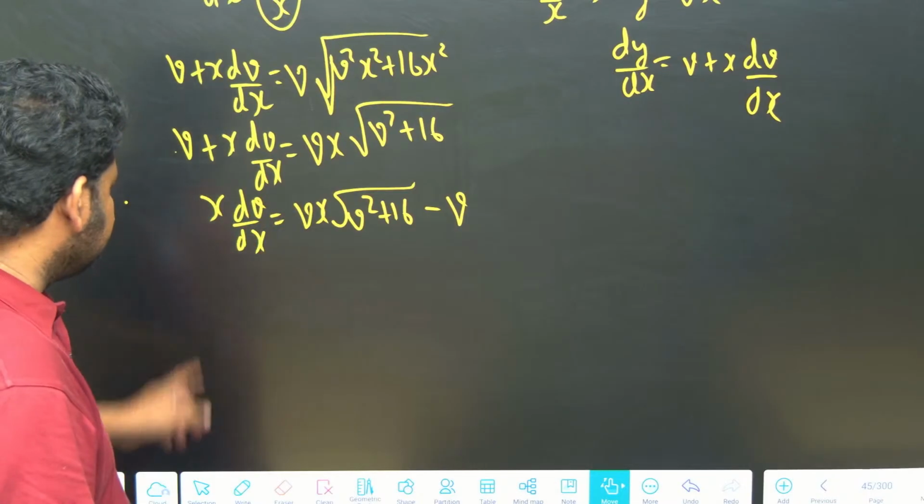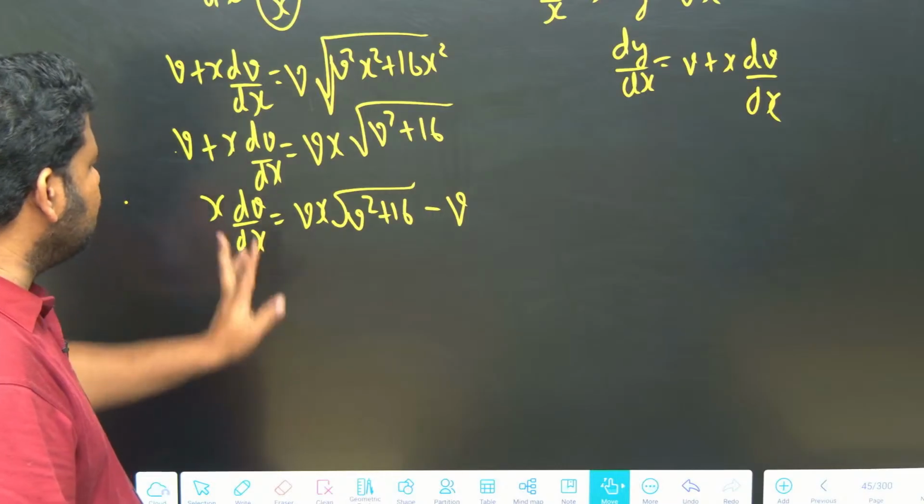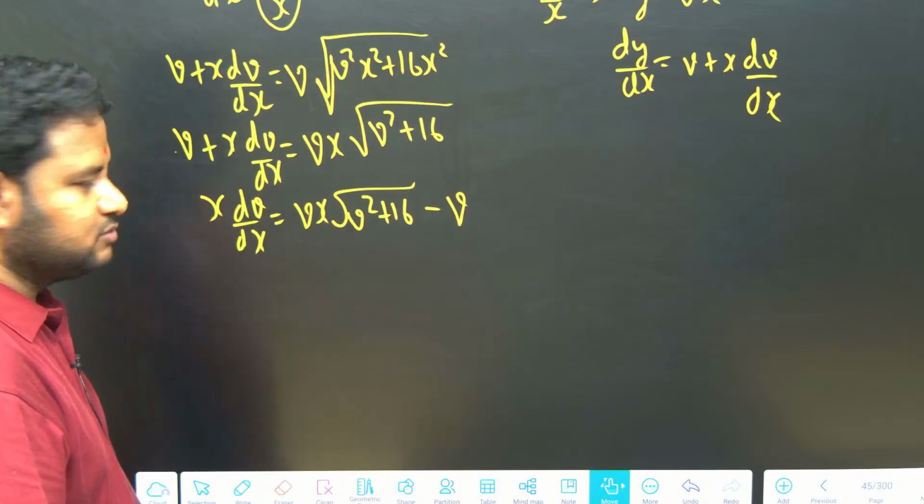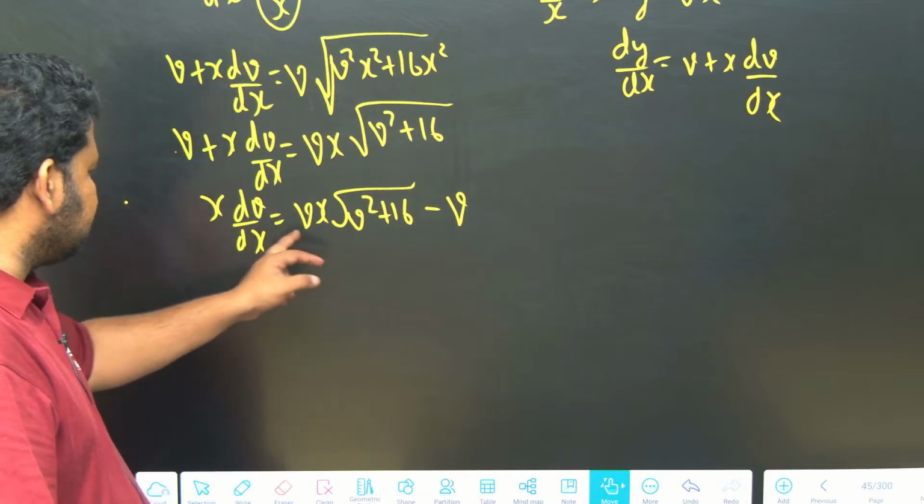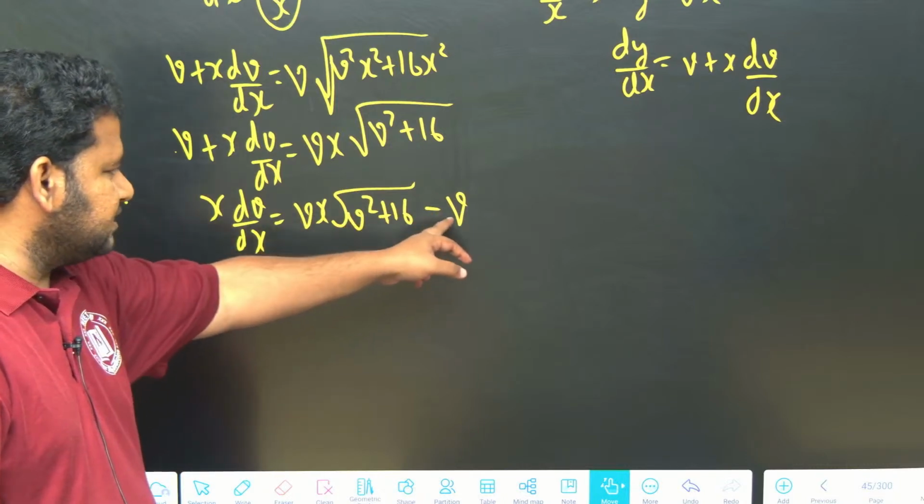Now further I want only in terms of v. So this will become what? This will become square root of v square plus 16, and here it is minus v.